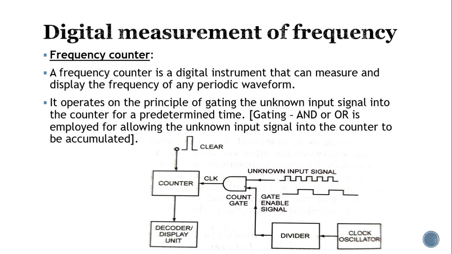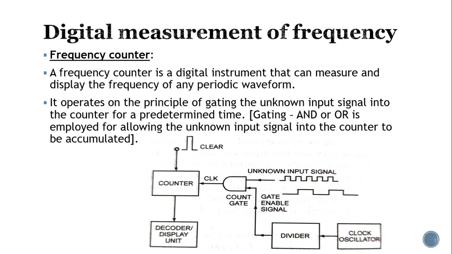Now, you can see that it consists of a clock oscillator, a divider, an AND gate, and a counter. And finally, your output is going to be displayed. Now over here, you have your unknown input signal. It is given to one terminal of the AND gate. And then you create a gate enabled signal.